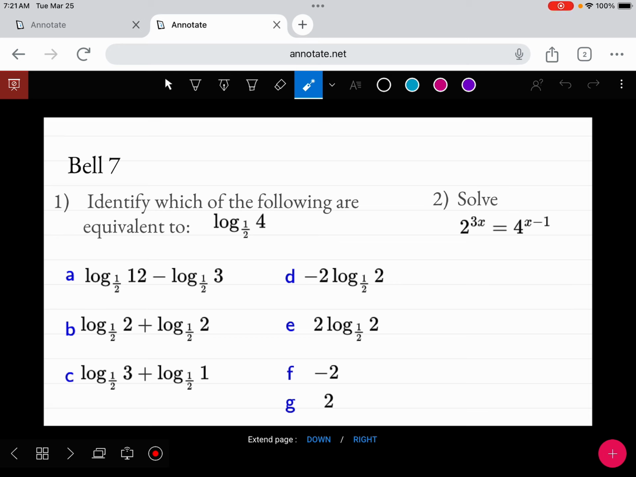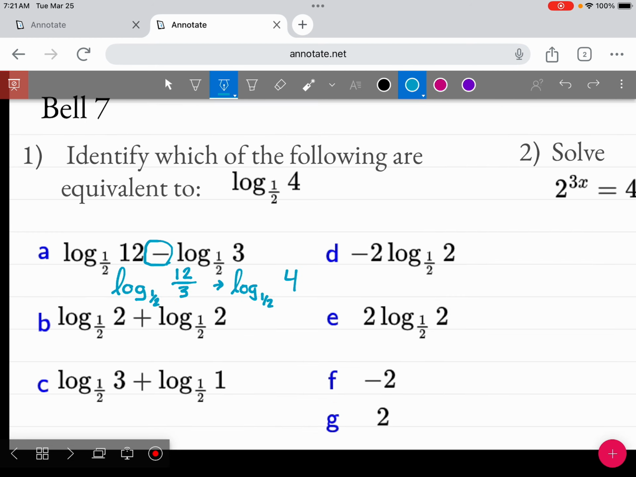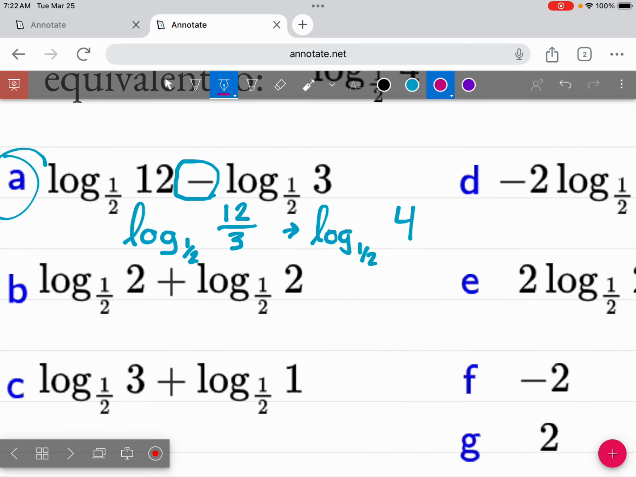So if we were to condense these logs together, what happens when we have a subtraction between? We divide. So if we were to condense this one down, we'd have our log with that base of 1/2, which is fine, and we'd have 12 divided by 3. What is 12 divided by 3? 4. So this becomes log base 1/2 of 4. Does that match what we're looking for? So that one matches. Oh yeah, there's more than one.